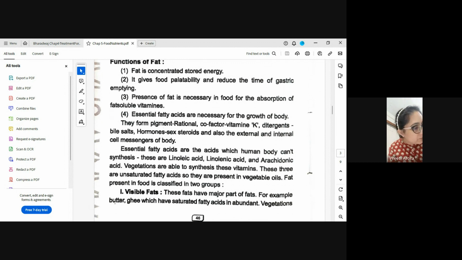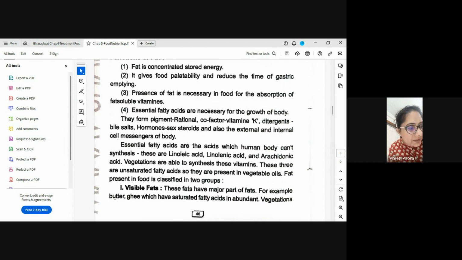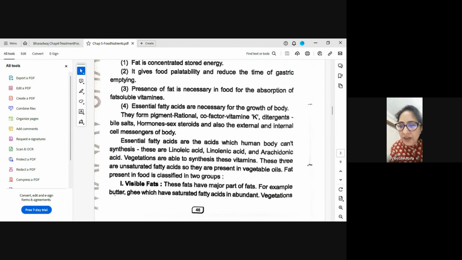Then the fourth point we have here is essential fatty acids are necessary for the growth of body. So essential fatty acids are those acids which are not synthesized in the body. We get them from outside. But they are necessary for the growth of the body, since they make hormones that regulate the immune system and your central nervous system. These include your linoleic acid, your linolenic acid, and the arachidonic acid. These are all your essential fatty acids.